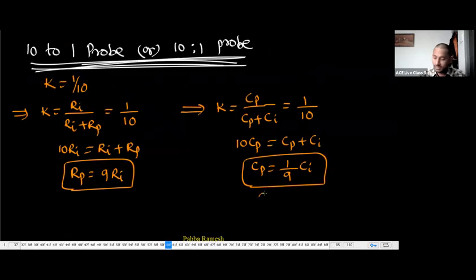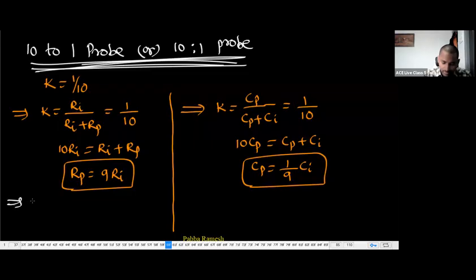People are saying that Cp is equal to 9 times Ci. What is this? Check it here. Clear?